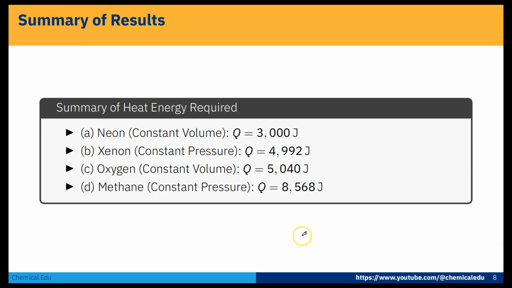Now here is the summary. For neon at constant volume, Q is equal to 3000 joule. For xenon, Q is equal to 4992 joule. For oxygen at constant volume, Q is 5040 joule. For methane at constant pressure, Q is 8568 joule.